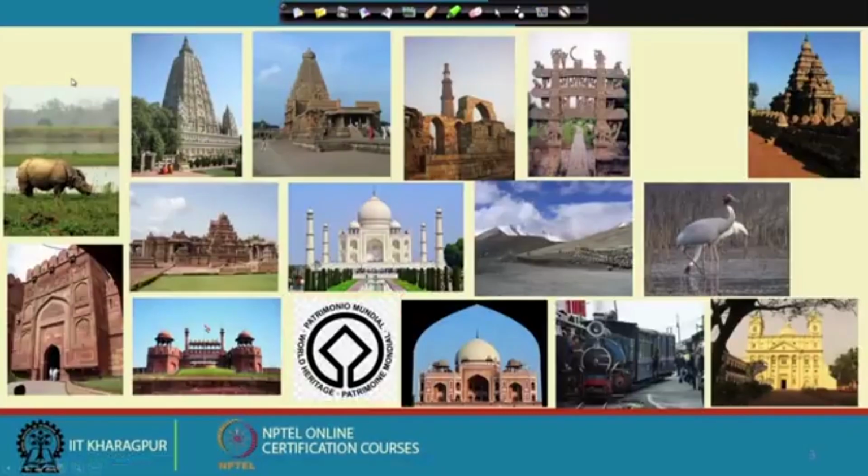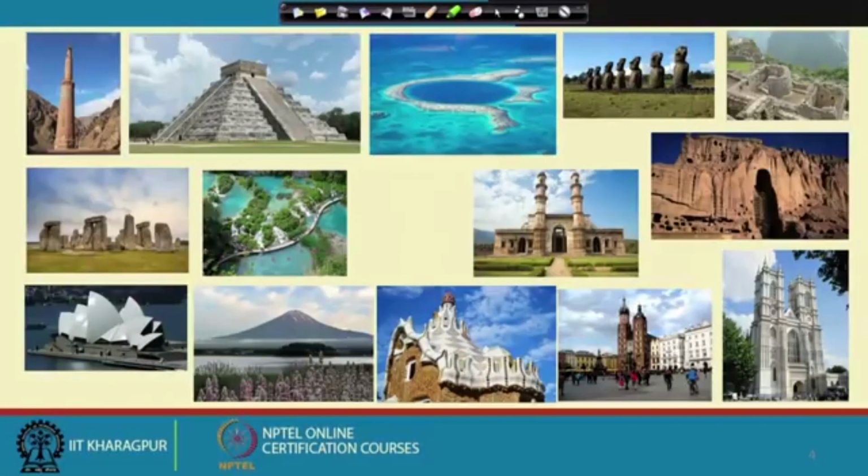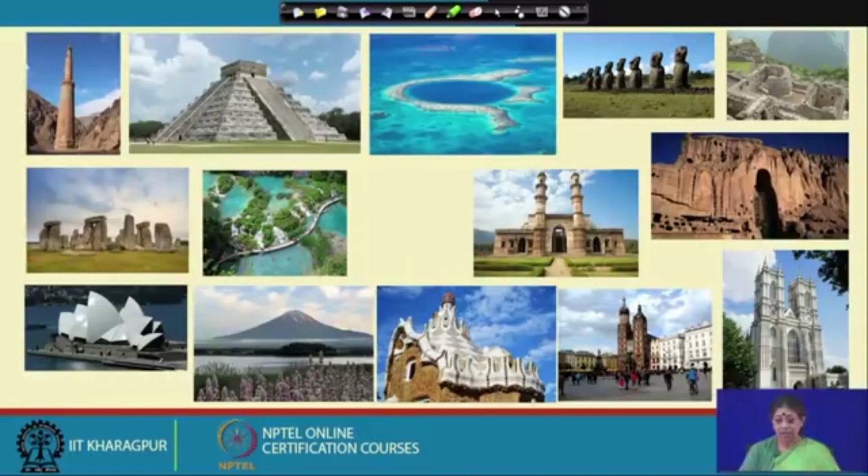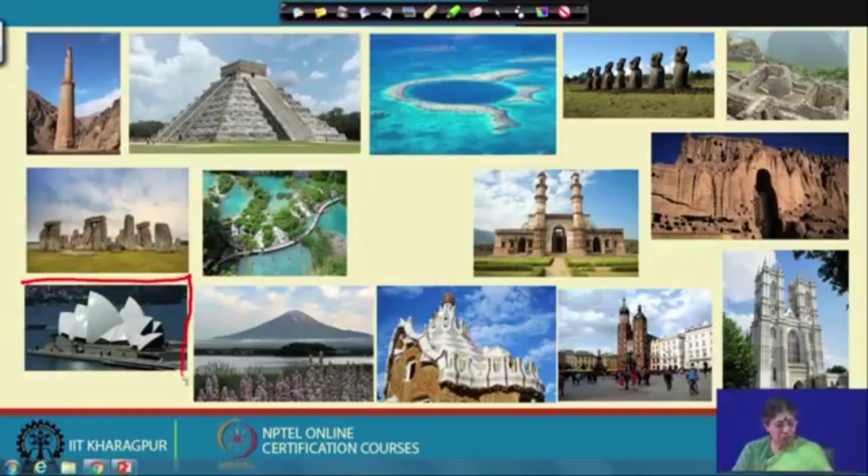We will also talk about the status of the World Heritage Sites in India, but not only in India, because there are World Heritage Sites all over the world. How many can you recognize? There is a UNESCO World Heritage site where you can find each of these structures, but there are not only structures, there are areas, there are mountains, there is a modern structure also. Can you identify this one?